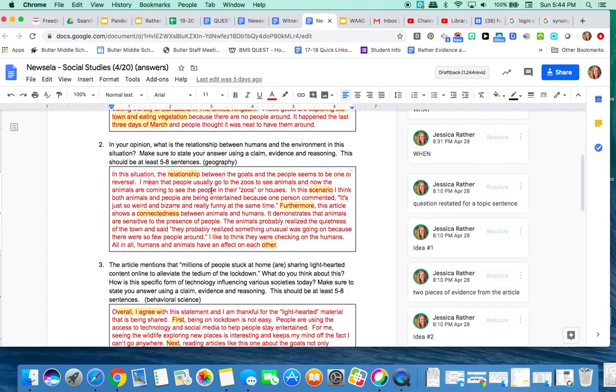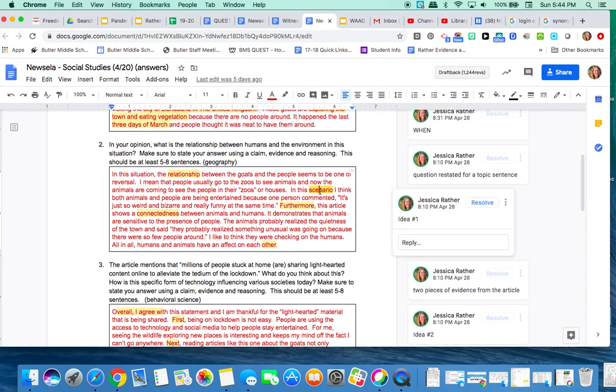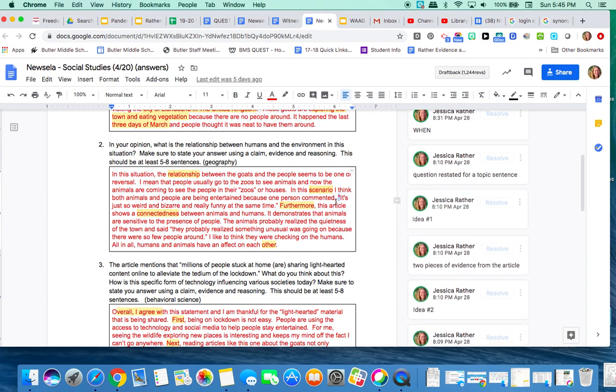And then I do some evidence. So you can see here, it says in this scenario, this is my first idea that I bring up as to why this was a reversal. And then I talk about how someone commented, and you can see here, this is a direct quote from the article. I would like you to be using direct evidence in the form of quotes, and I should see it quoted. Remember, quotes shouldn't be too long though, and they shouldn't be too short. They should be just right, just like Goldilocks. I call it the Goldilocks rule. I'm sure a lot of other teachers do as well.